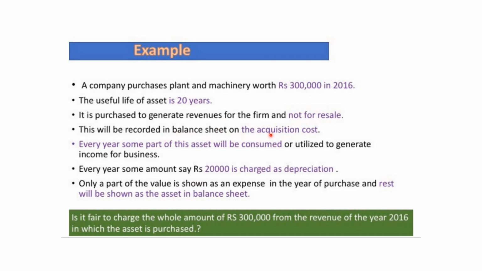It will be recorded in the balance sheet at the acquisition cost. Acquisition cost means its cost price, historical cost, not the market value. Every year some part of this asset will be consumed, right? Every year a small part of the asset will be consumed in the form of depreciation, and you will keep subtracting that from each year's revenues. Every year some amount, say 20,000, is charged as depreciation, so only a part of the value is shown as an expense in the year of the purchase and the rest will be shown as an asset in the balance sheet.